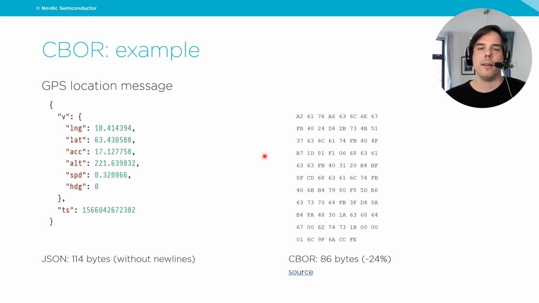And here again, looking at the GPS message, in CBOR we can save for the same message around 24%, which is again significant. This is a quarter of every message that the device would be sending. So it absolutely is worth looking into using this kind of encoding as a first optimization step.